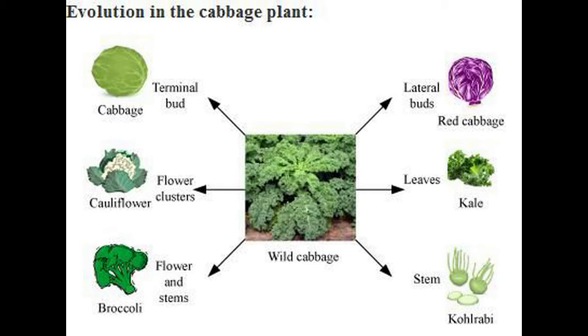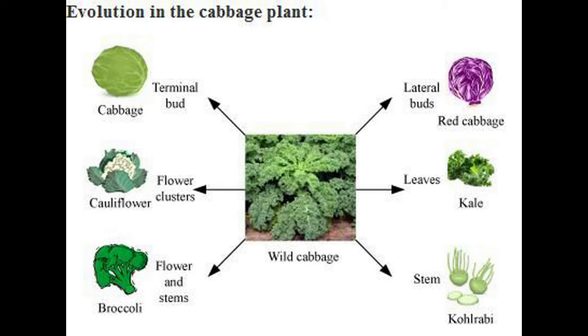Okay, so some farmers wanted to select a very short distance between the leaves and they produced cabbage. Some wanted to select arrested flower development, so they bred and got broccoli. And for sterile flowers, they made cauliflower. Some selected for swollen parts and got the vegetable known as kohlrabi. And some simply looked for larger leaves and got kale. So like that they have done selection and got different types of vegetables.